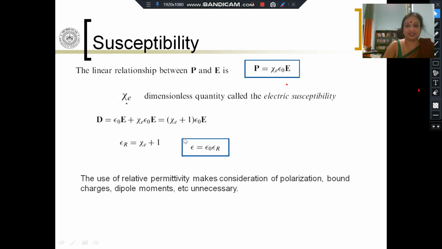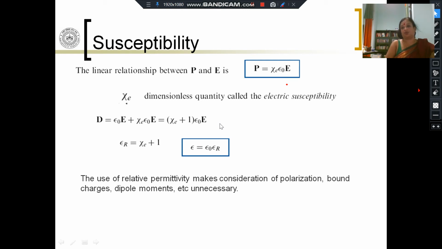If that is the case, now I have already said that polarization is directly proportional to electric field E. So I can write P equal to xi E epsilon naught E, where xi E is a dimensionless quantity which is called the electric susceptibility, and epsilon naught is the permittivity of free space. So now I can write, as I obtained in the previous slide, D is equal to epsilon naught E plus P. And P is proportional to E, so P can be written as xi E epsilon naught E. So therefore D can now be written as xi E plus 1 into epsilon naught E.